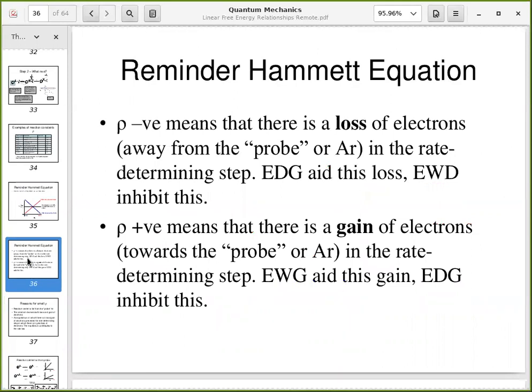So this is a summary: if your reaction constant is negative, there is a loss of electrons away from the probe in the rate determining step. Electron donating groups aid this loss. Electron withdrawing groups inhibit this. However, if your rho is positive, it means there is a gain of electrons towards the probe in the rate determining step. Electron withdrawing groups aid this gain, and electron donating groups inhibit this. And in these two cases, we expect the magnitude of the slope to be greater than about 1. So for a negative slope, this should be less than -1, and this should be greater than +1.